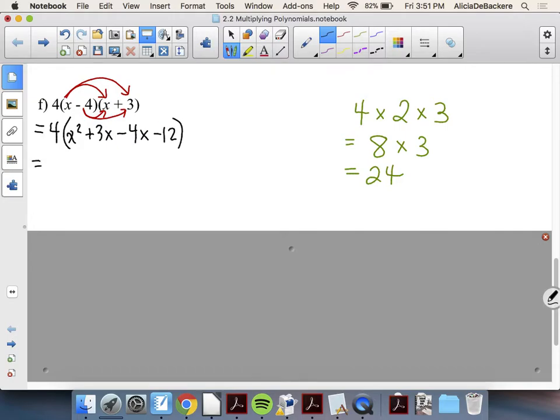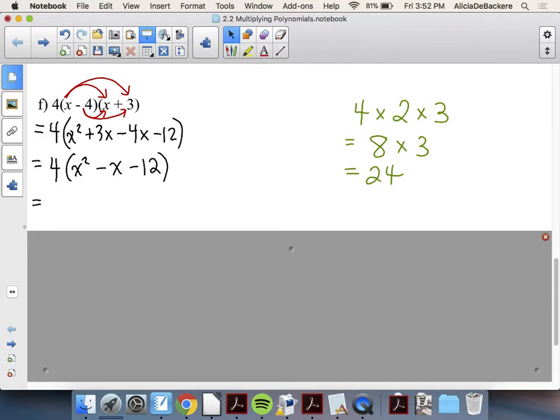At this point, you have 2 different options. You could multiply the 4 into the bracket, or you could collect like terms first. It doesn't matter, you have to do both things, so the order is up to you. I'm going to collect like terms first. So 3x's take away 4x's leaves me with negative 1x. You can write the 1 if you want to.